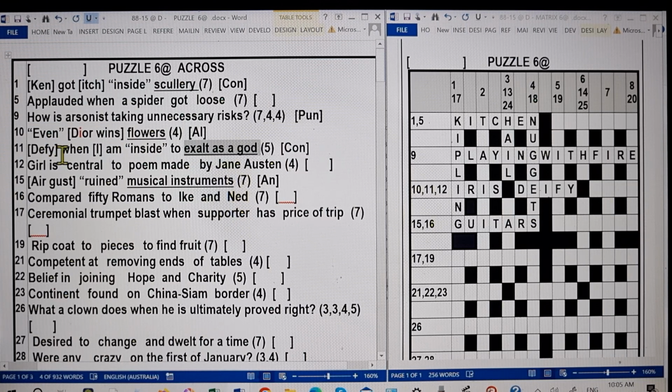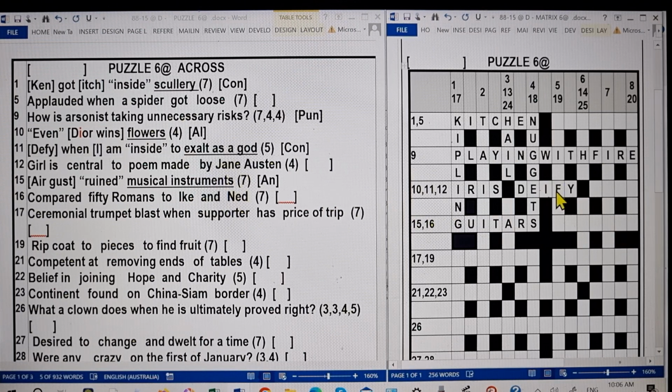Notice again, it's going more to the left. Defy. When I am inside, you would think it's going to the right, but because it's not a sentence, you've got to do your linkages yourself, and that linkage is right there. All that is linked together. So just be careful, watch out for those linkages. So that's it. So there's the story. So deify is our answer.